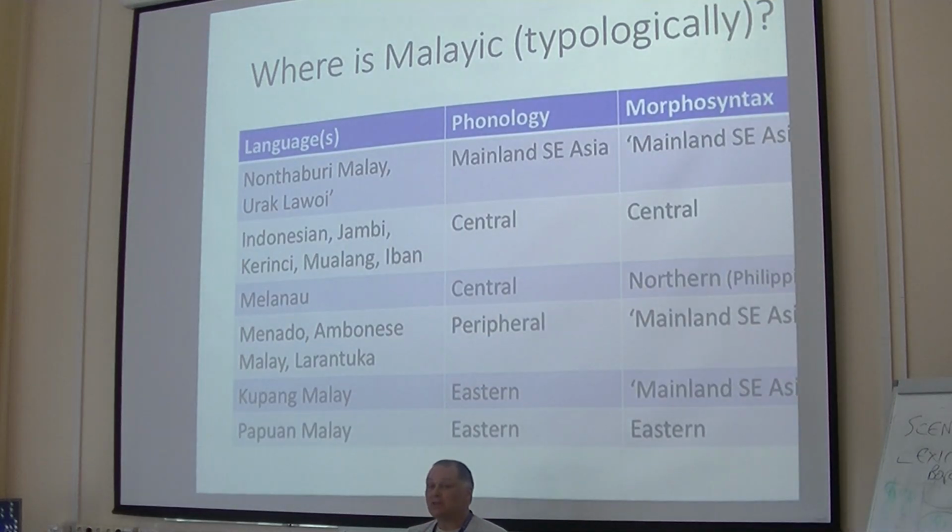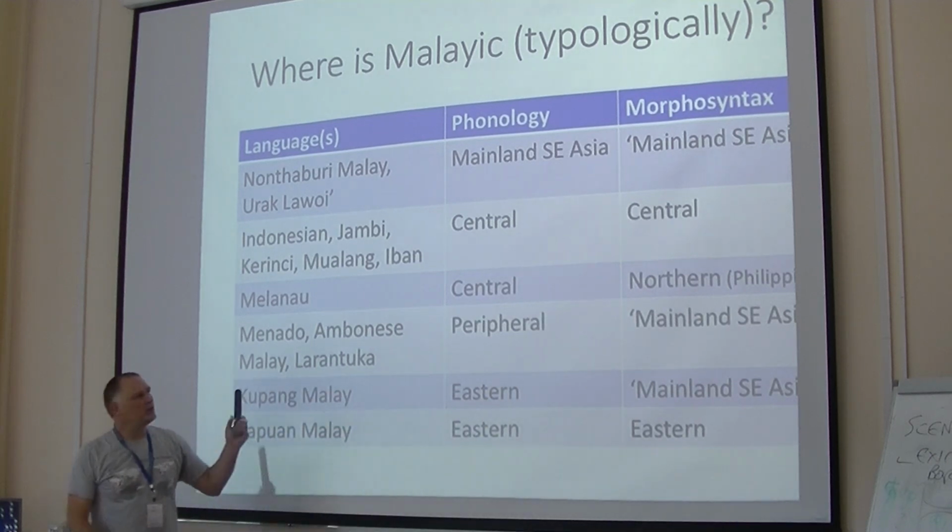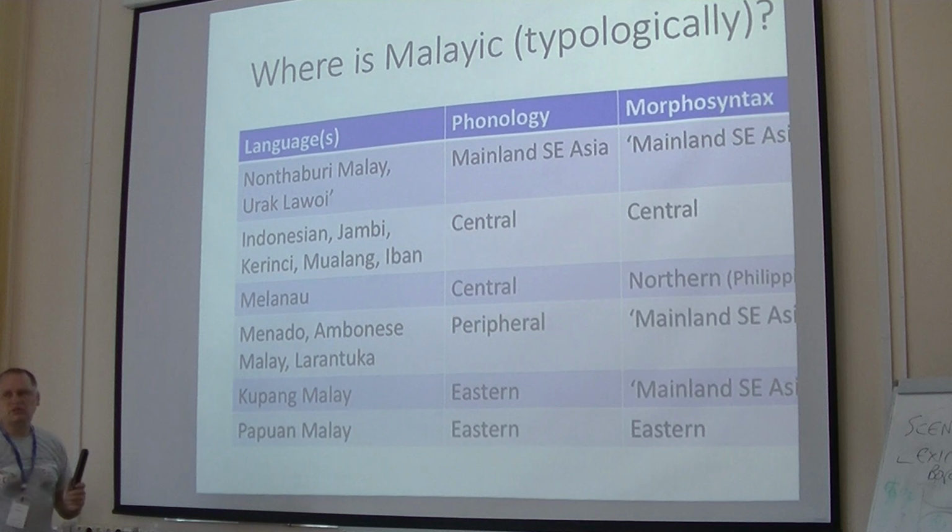Just looking at the Malay varieties, not Malayo-Sumbawan, not Malayo-Chamic, but just Malay, we can see a couple of languages which are on mainland Southeast Asia. Urak Lawoi' is in Thailand on the west coast. Montaburi is just northern Bangkok. And they look like mainland Southeast Asian languages. You cannot typologically spot them as Malay. How and why then do we classify them as Malayic languages?